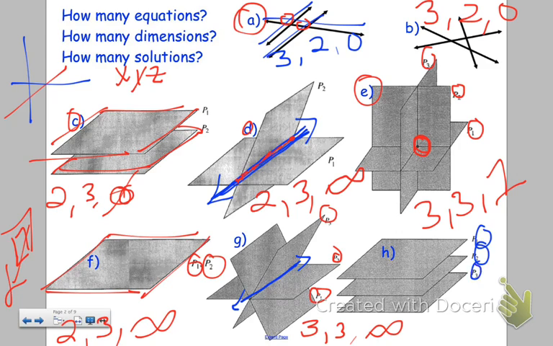Here we have 3 equations in 3 dimensions, and they never all touch at the same place, so there are no solutions.